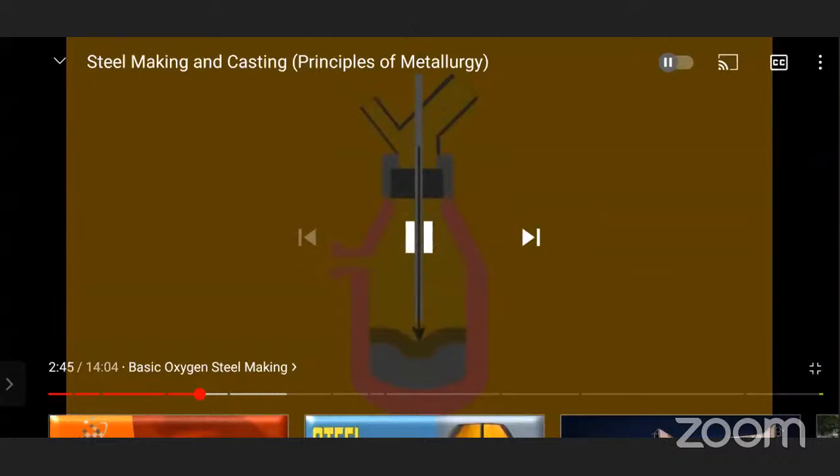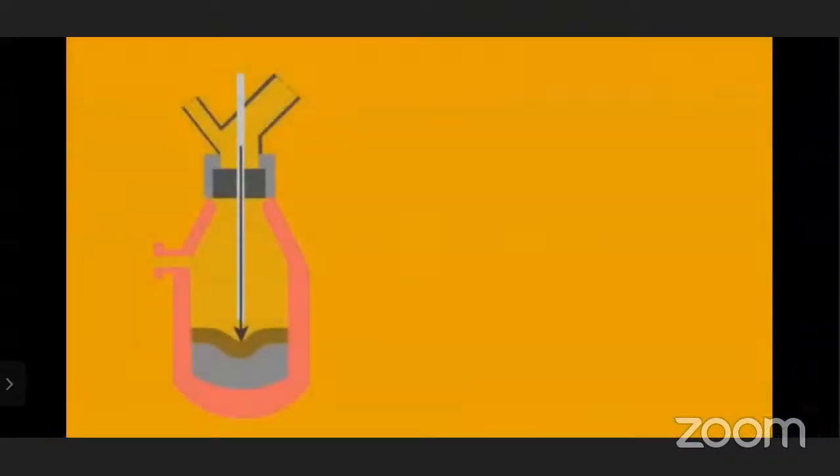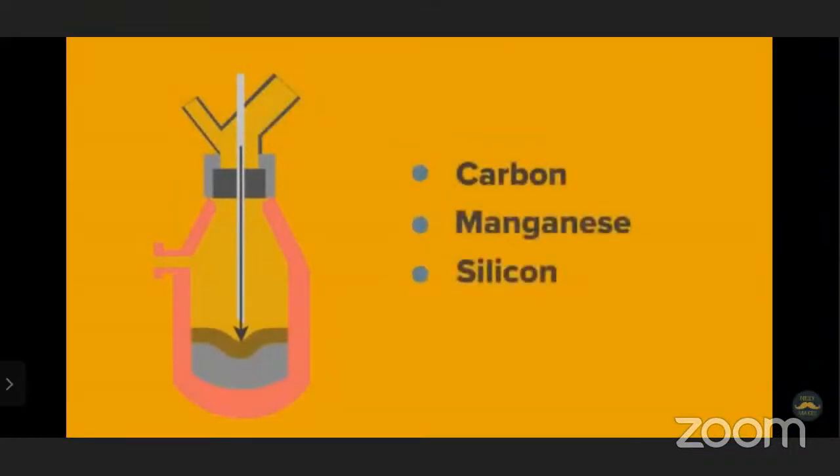Basic oxygen steel making blows high purity oxygen onto the iron, at approximately twice the speed of sound. This causes the rapid oxidation of carbon, manganese, and silicon in the charge.